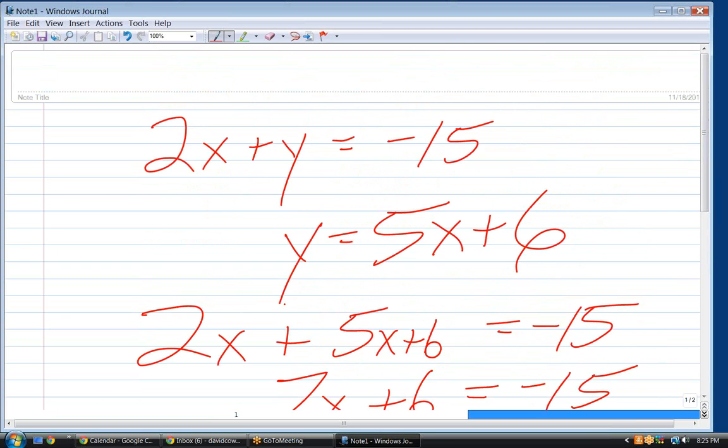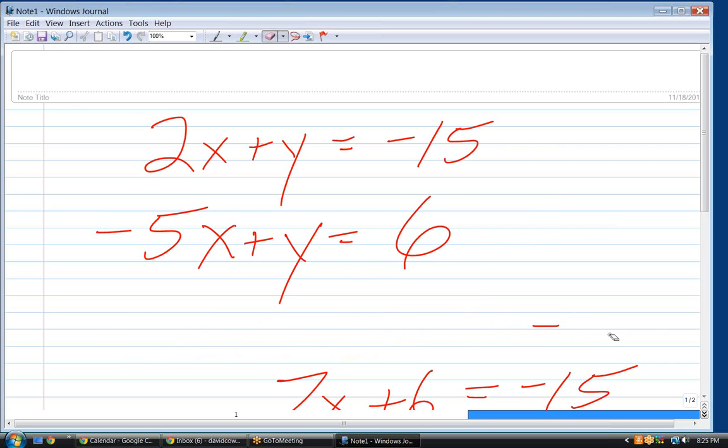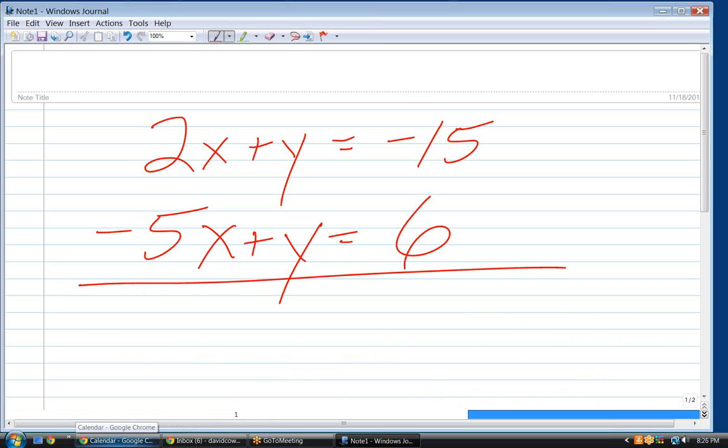So substitution is actually the easier of the two methods. It's just not the best method. If I turn this second equation into, in other words, if I put both the x and the y on the same side, so I make it look like this. Now I've got both equations in standard format. Well, when both equations are in standard format, the best way to solve it is by elimination.